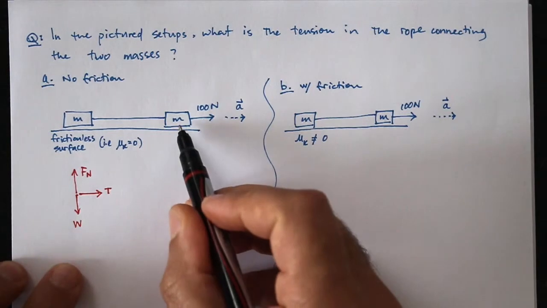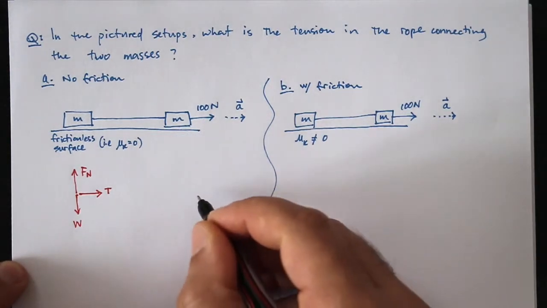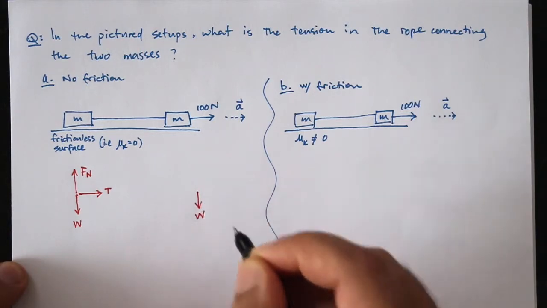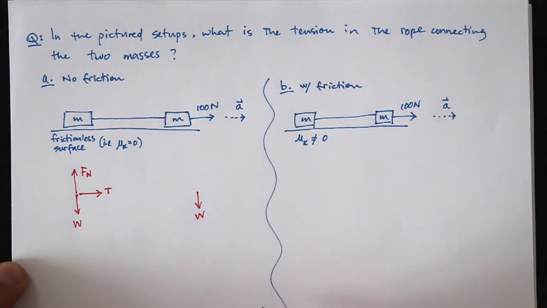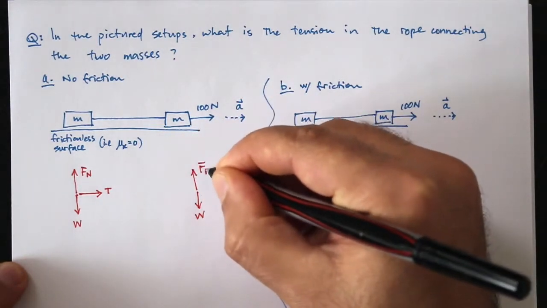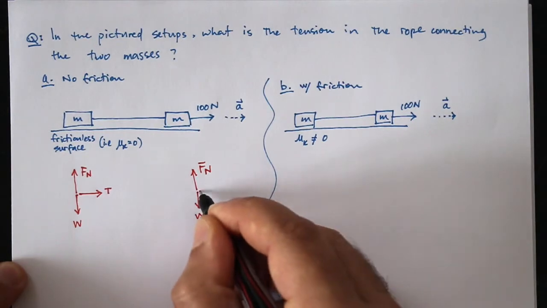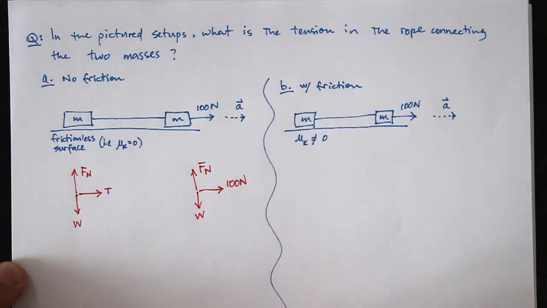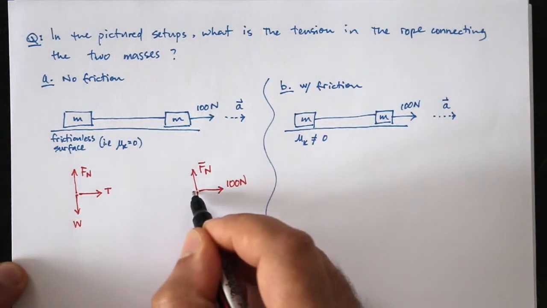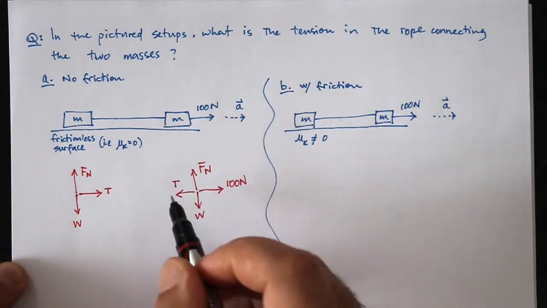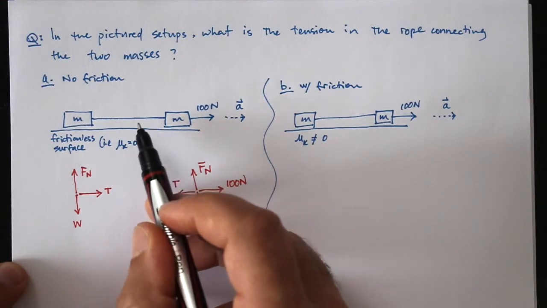If I look at the free body diagram for the mass on the right, it's also going to have a gravitational force towards the center of the Earth. The surface is going to respond with the normal force. This is Newton's third law. And of course, there's the force that is pulling it at 100 newtons. And there's the tension in the rope that is pulling the other mass. The mass is pulling on the rope with tension T, so the rope is pulling on the mass.